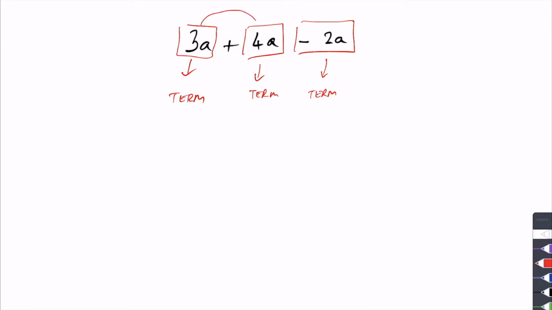So 3 lots of A plus 4 lots of A gives me 7A, and 7 lots of A take away 2 lots of A gives me 5A. And now you have done something called simplification. So you have simplified that particular expression.